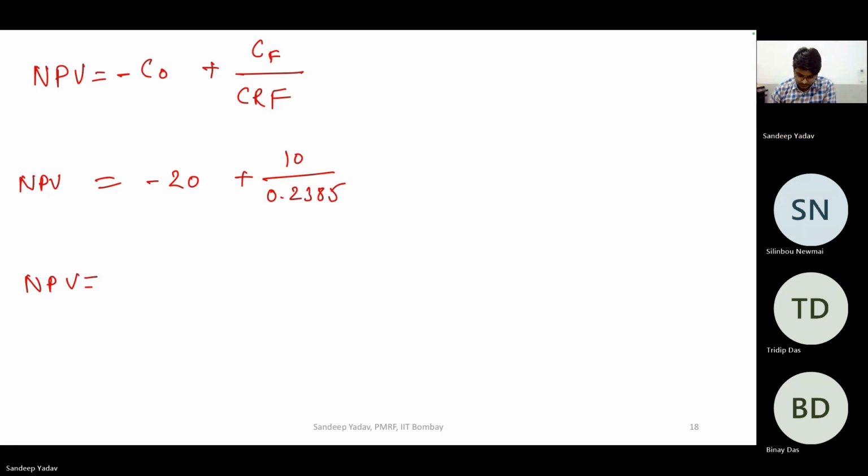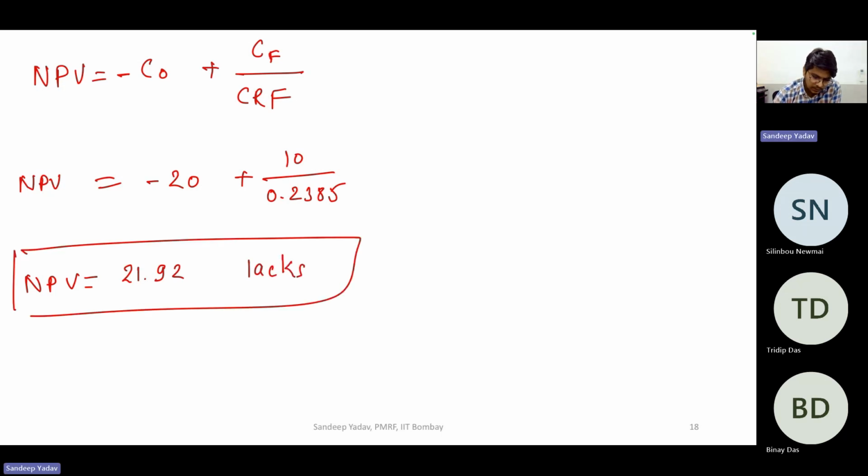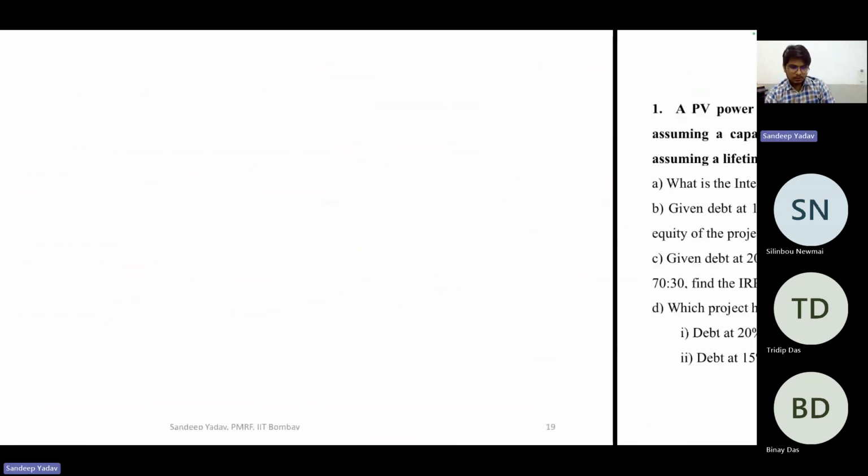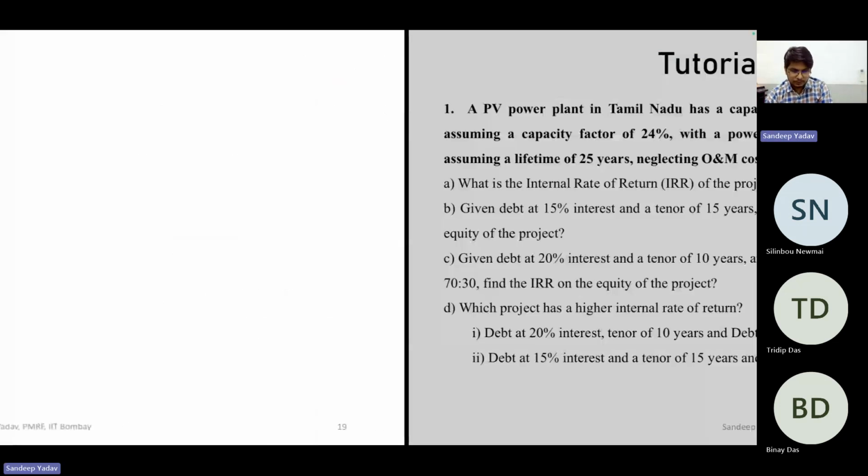We'll get 10 divided by 0.2385 minus 20, so NPV is equal to 21.92 lakhs. That's how we can calculate the NPV of any project if all the other terms are given. I hope this is clear. Even if you're not having any doubt, just move ahead, or if you have any doubt, you can ask.